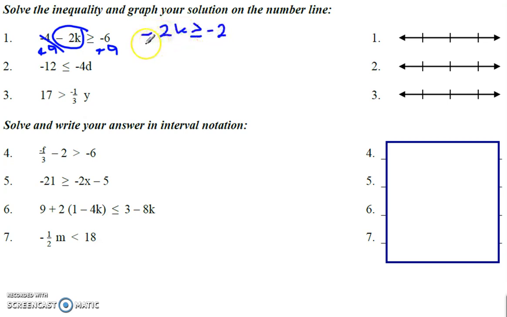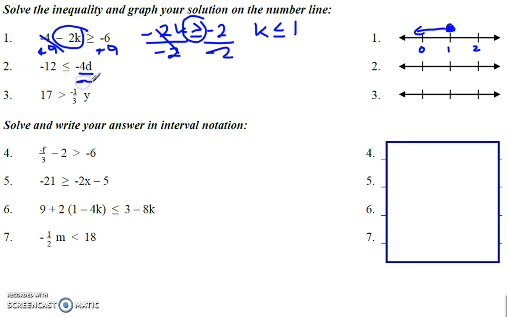We need to multiply or divide by negative 2. On each side, well, no, sorry, divide by negative 2 on each side. Remember to flip the sign, so k is less than or equal to 1. To graph that, over here, we're going to have 1, and then 0 and 2. Our circle goes here. Since it is or equal to, it's filled in, and less than goes this way.